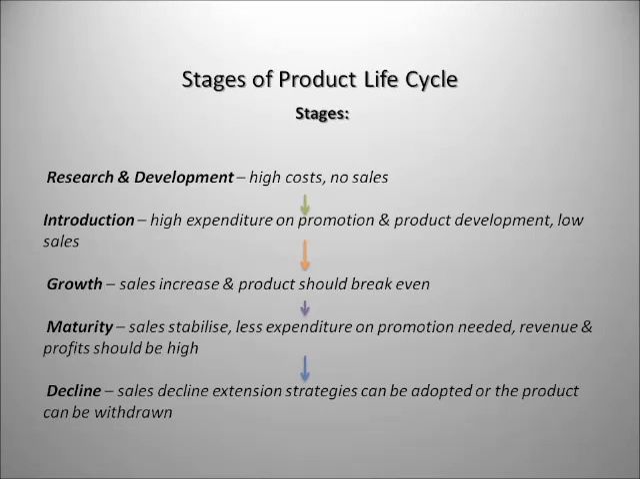Other things that you might take into consideration are maintaining product quality and including additional features or support services for the product, or increasing distribution channels to cope with additional demand, aiming promotion at a wider audience, maintaining pricing to increase demand for the product, and lastly, if your profits are low, you can still consider reducing the price of the product or service to increase the volume of the sales. So, growth, sales increases and products should break even. Maturity stage, sales established, less expenditure and promotion needed, revenue and profits should be high.